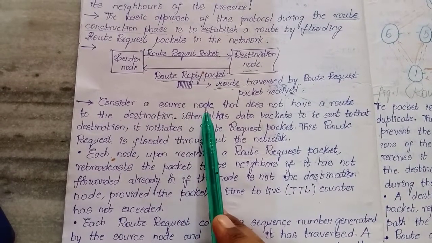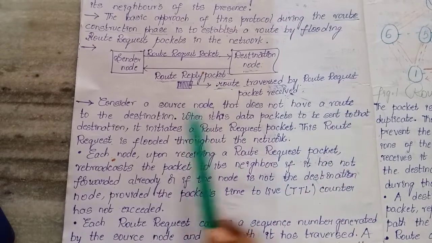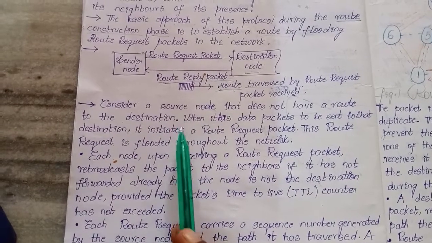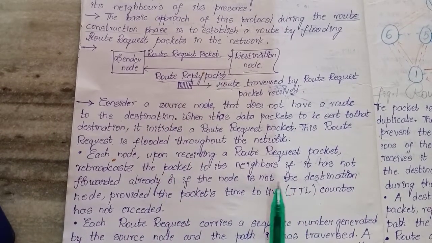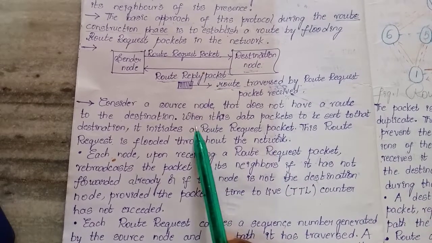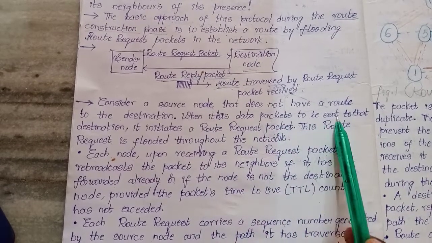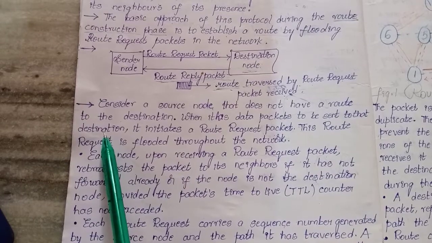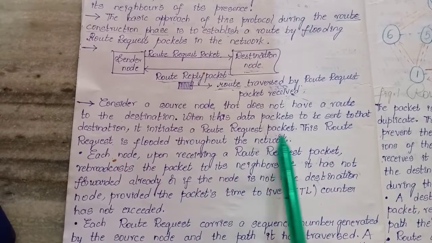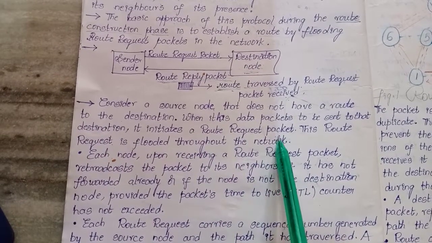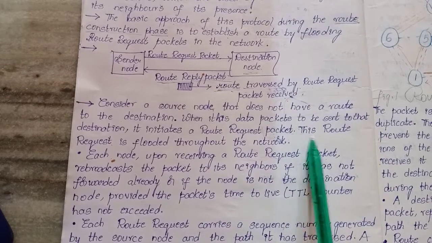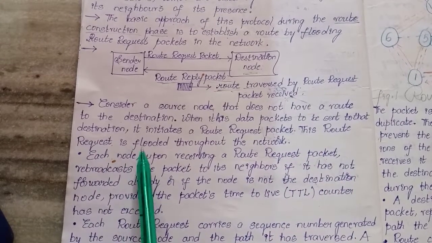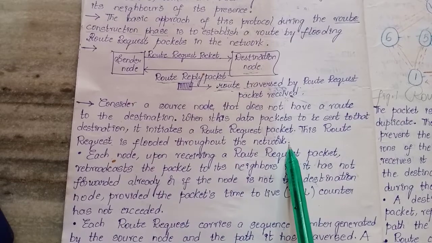Next point. Let us consider a source node that does not have a route to the destination. It doesn't know anything about the destination except for its address. When it has data packets to be sent to the destination, it initiates a route request packet. I mean, it will start the route construction phase. This route request packet is flooded throughout the network, right?